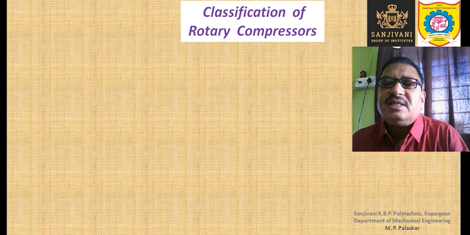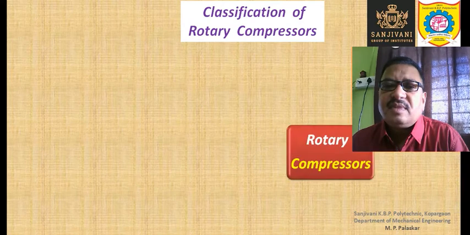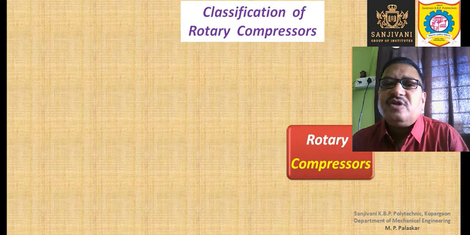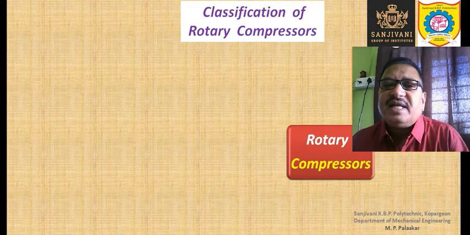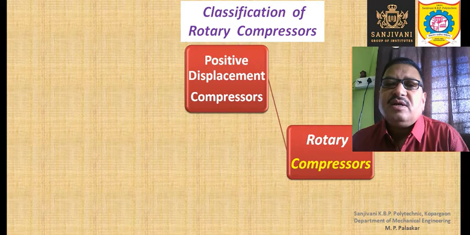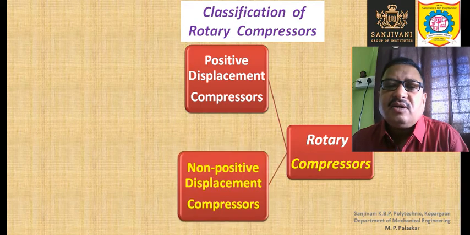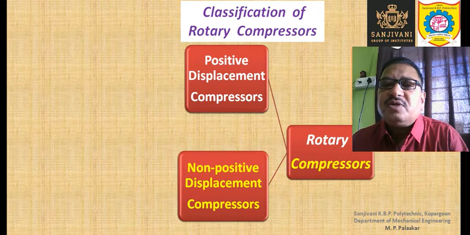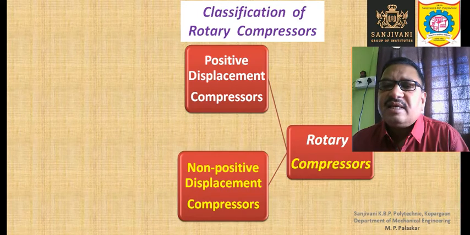So the rotary compressors are also classified further. Let us study the classification of the rotary compressors. First of all, the rotary compressors are classified as positive displacement rotary compressors and non-positive displacement rotary compressors. In positive displacement rotary compressors, the compression takes place due to the reduction in volume. Since the volume gets reduced, the air has no other option than to get compressed.